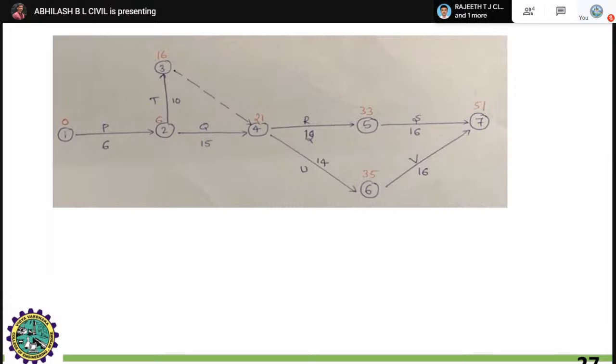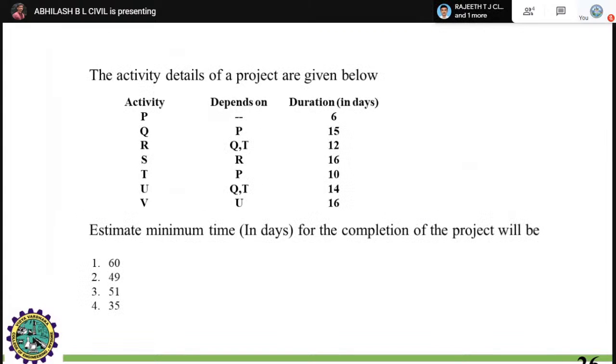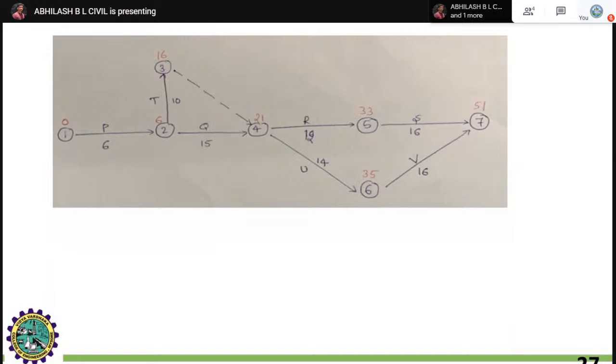In the question, you can observe the next part is Q. Q depends on P. If P completes itself, Q can proceed. Hence, just remember the question: Q depends on P, in 15 days, right? Q takes 15 days. You have to note that down in the bottommost part.